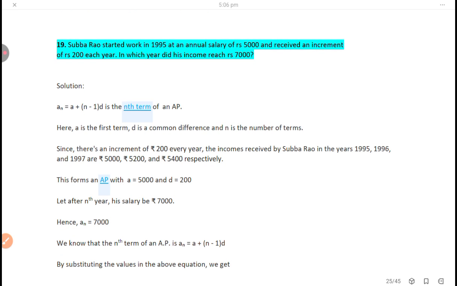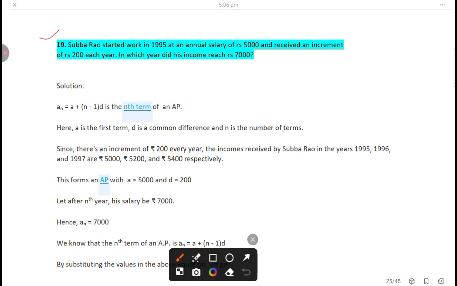19th: Subbarao started work in 1995 at a salary of 5,000. He received an increment of 200 each year. In which year did his income reach 7,000? So you know the starting salary is 5,000, so that is a. Each year the increment is 200, so that is the common difference.